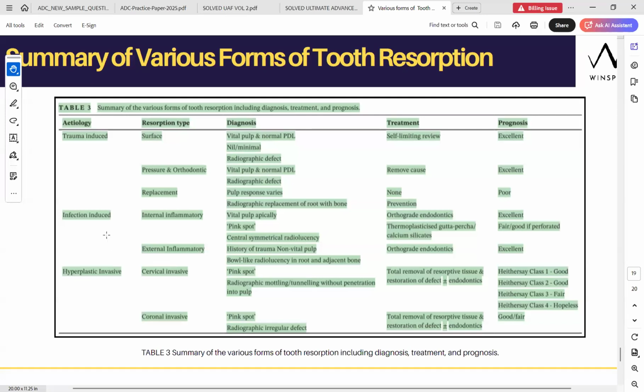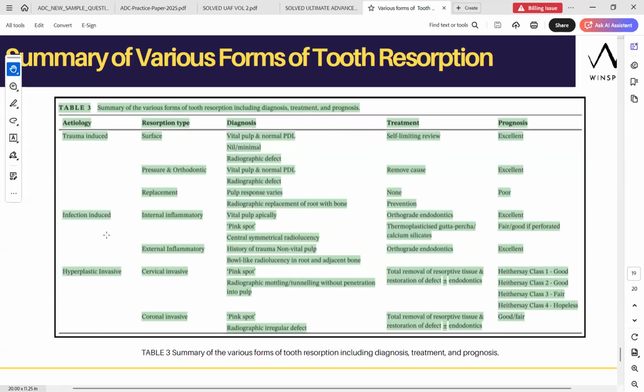Now comes your infection type, which is inflammatory, external inflammatory and internal inflammatory, which is again associated with infected pulp. Internal one can be seen as a pink spot and a central symmetrical radiolucency. External one could be from trauma and infected pulp, with bowl-like radiolucency in the root and adjacent bone. Treatment is orthograde endodontics. Prognosis is excellent.